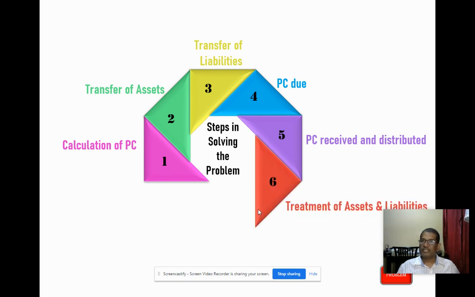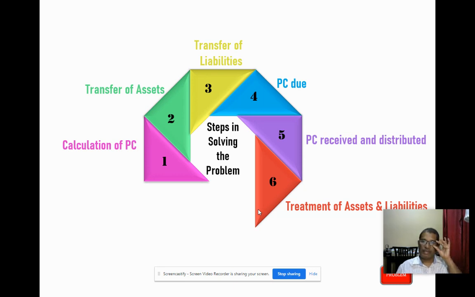Step number 6 is treatment of the assets and liabilities which are not taken over by the purchasing company. If an asset is not taken over by the purchasing company and if it is sold by the vendor company, then the journal entry is cash or bank account debit to realization account. Cash or bank account is debited because it comes in. Realization account is credited because it is our income.